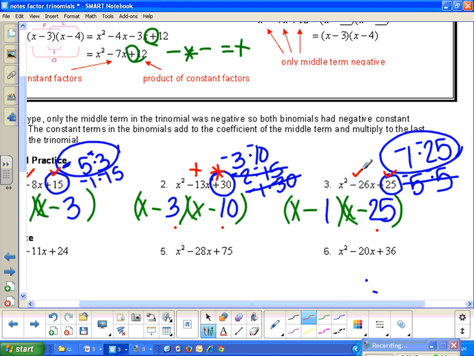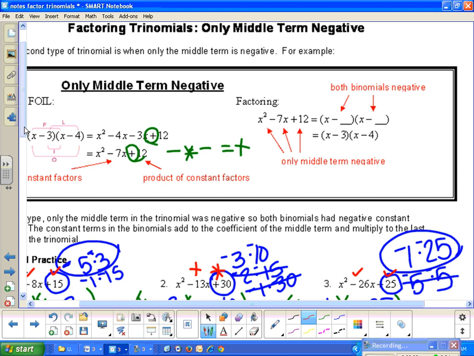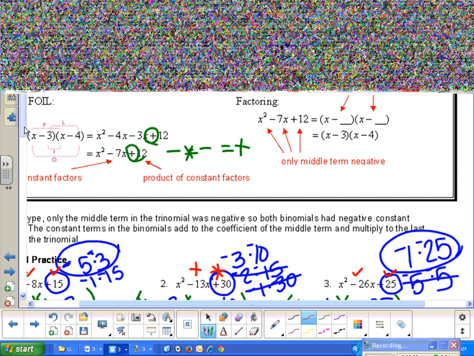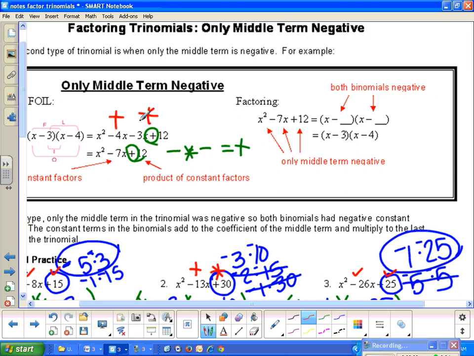So the key is to look at the factors from the last number on every single one of these. It's going to add, give you the middle number, and multiply, give you the last number. So always go back and check your factors.